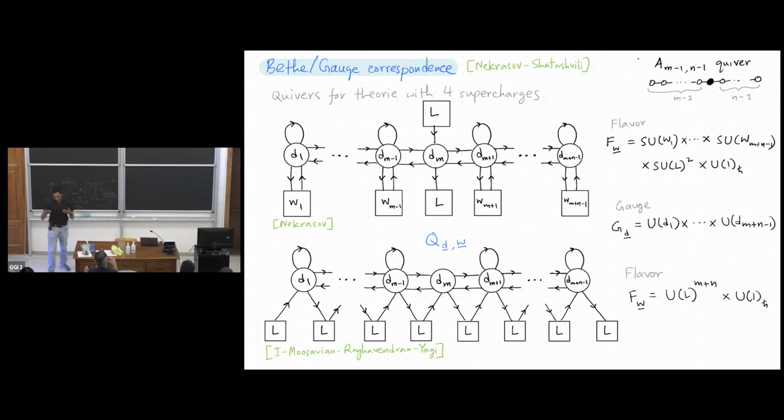So a particular basis of the cohomology theory, the stable envelope basis, will literally correspond to the wave functions for the eigenstates of the spin chain.